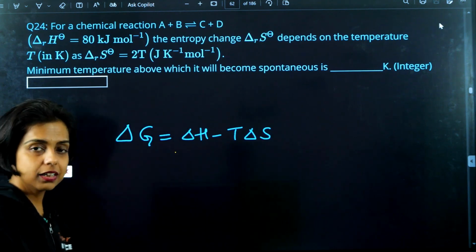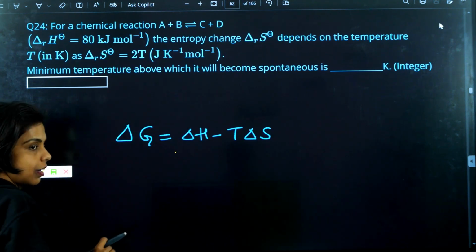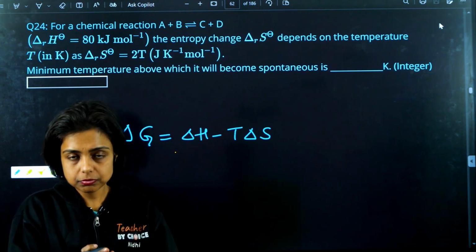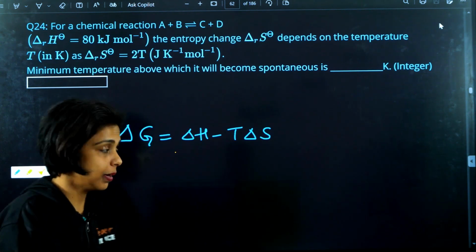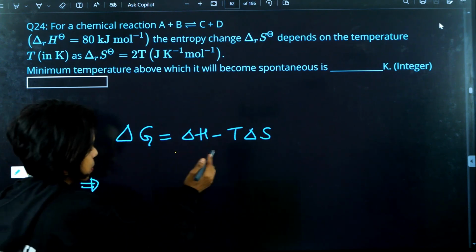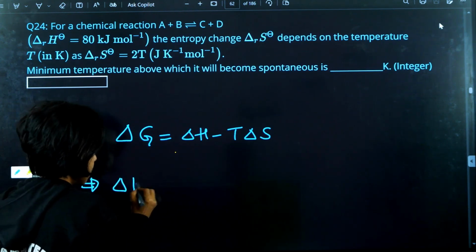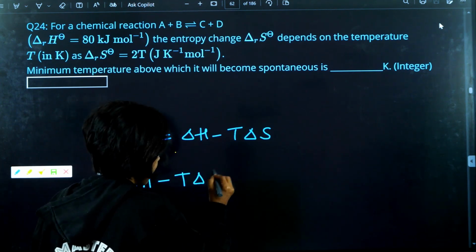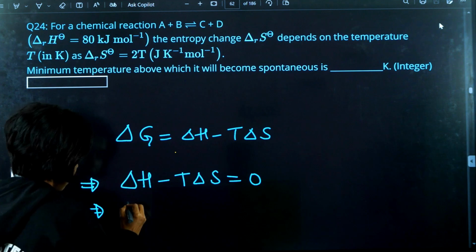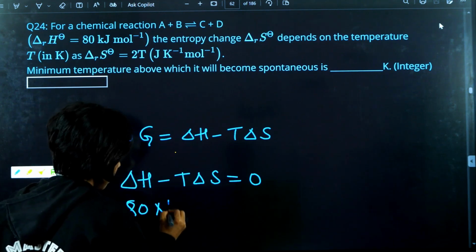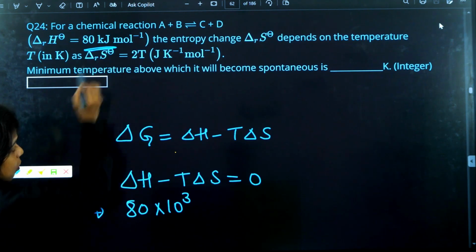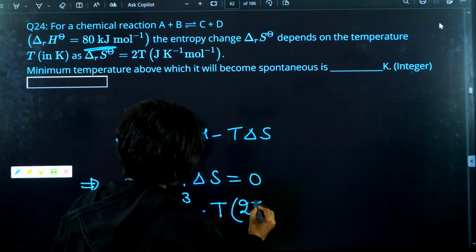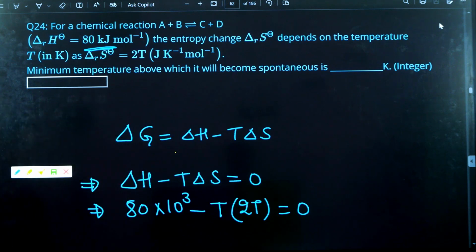And for solving, because I need the minimum temperature, let's keep it 0, because if it is negative, it will be spontaneous. If it is positive, it will be non-spontaneous, and at 0 it will be equilibrium, right? So for calculating the minimum temperature, we can put it as 0 also. Let's put it as 0, the boundary condition. So delta H minus T delta S should be 0, or I can say delta H is 80,000. So 80,000, because kilojoule, I converted into joules, minus T, and your delta S is 2T. Delta S is given as 2T, guys.